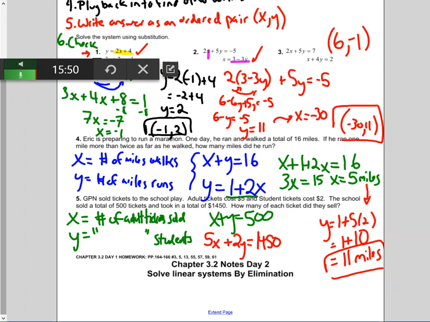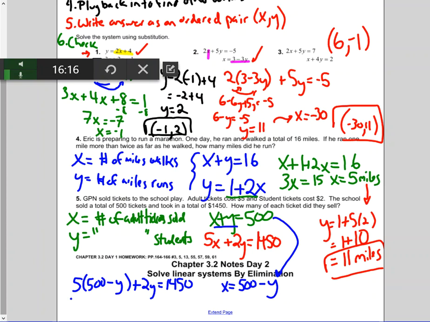We can solve for either one of these variables in this first equation. I'm just going to solve for x because it's already in front. X is equal to 500 minus y, but it doesn't matter which one you choose, you should get the same answer in the end. So when I plug this in, 5 times 500 minus y plus 2y equals 1,450. I distribute, 2,500 minus 5y plus 2y, that's just going to give me minus 3y, equals 1,450.